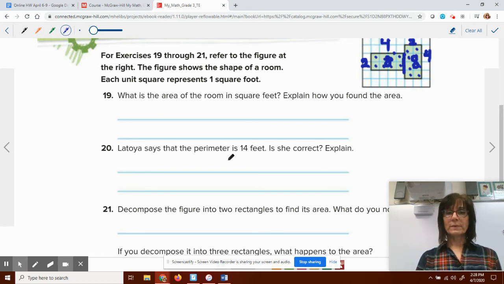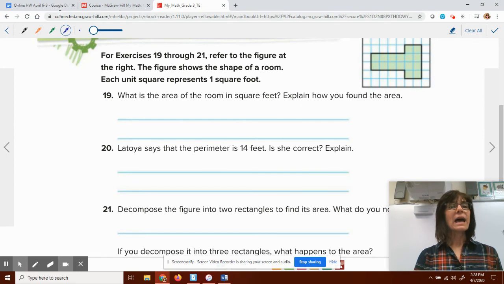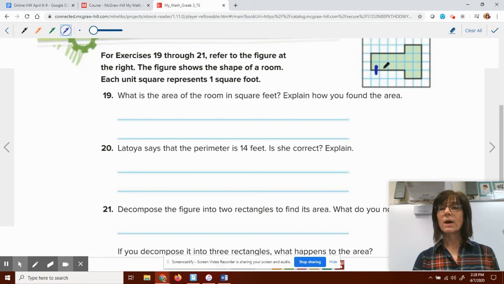Latoya says that the perimeter is 14 feet. Is she correct? Explain. Remember, with perimeter, we're counting all the sides. I like to use my pen just to tick it so I don't forget any. 1, 2, 3, 4, 5, 6, 7, 8, 9, 10, 11, 12. Corners are tricky. 13, 14, 15, 16, 17, 18, 19, 20.